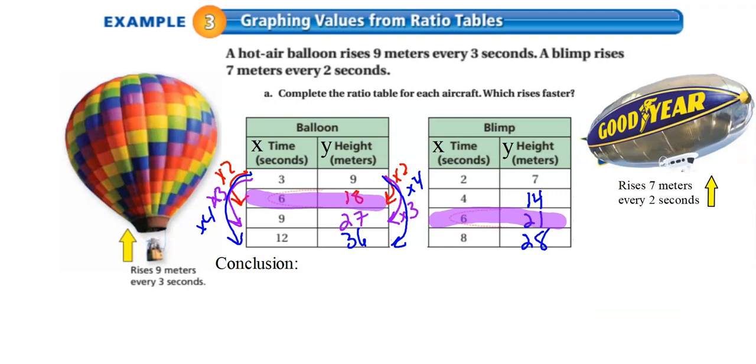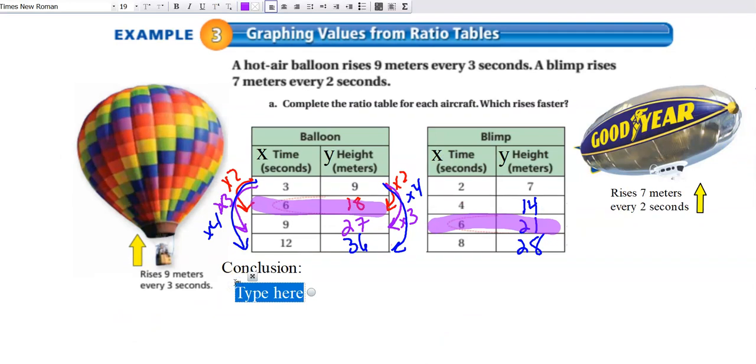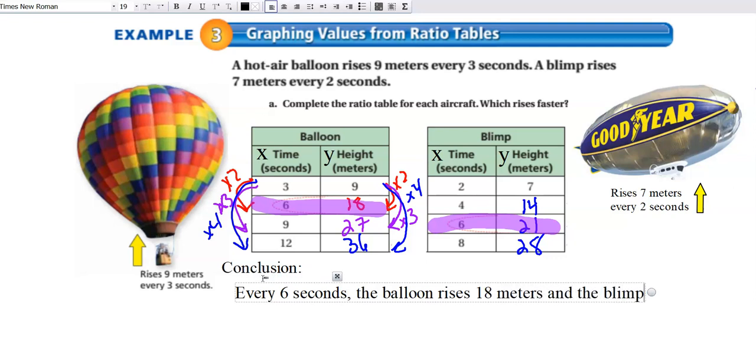So since we found a common time, I can write this. Every 6 seconds, the balloon rises 18 meters, and the blimp rises 21 meters. So the blimp rises faster. That's how I compared using a common quantity.